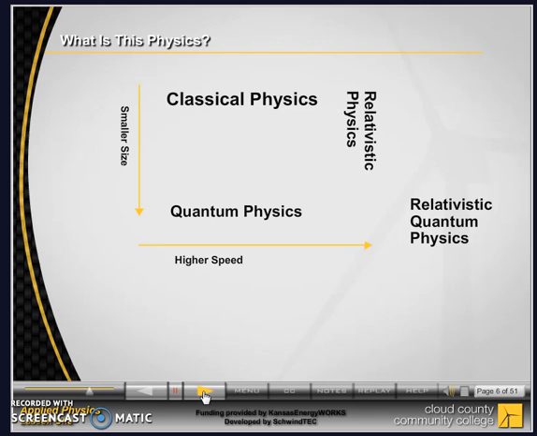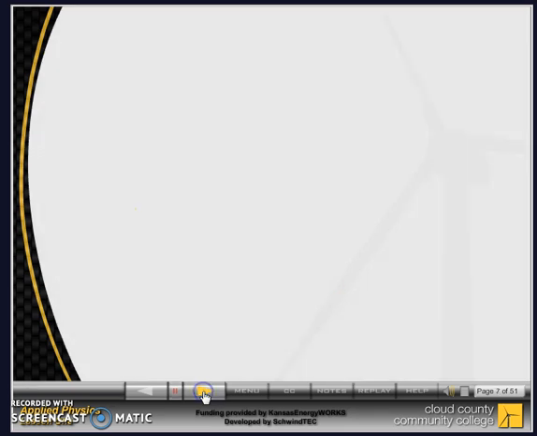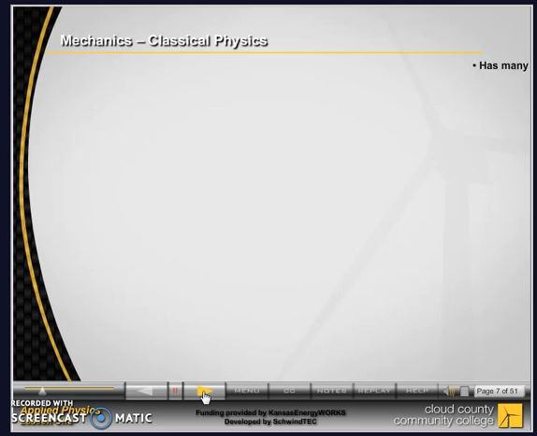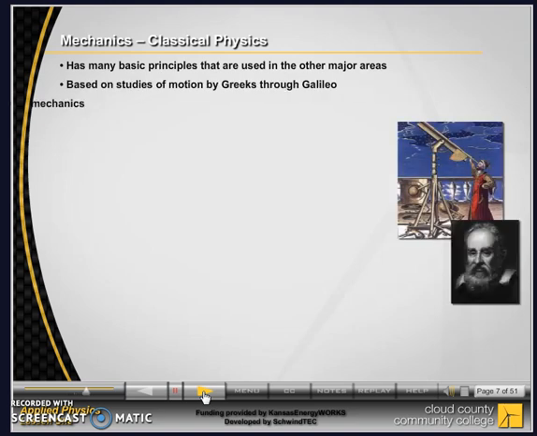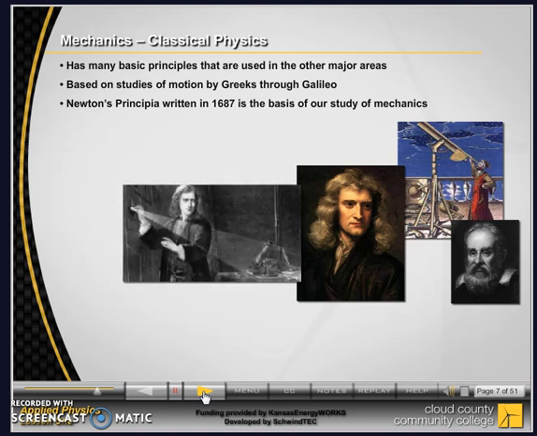So we have classic physics, slow and large, quantum physics, the very small, and relativistic quantum physics, the very small and very fast. Mechanics, also known as classical physics, has many basic principles that are used in the other major areas. It is based on studies of motion by the Greeks through Galileo. Newton's Principia in 1687 is the basis of our study of mechanics.